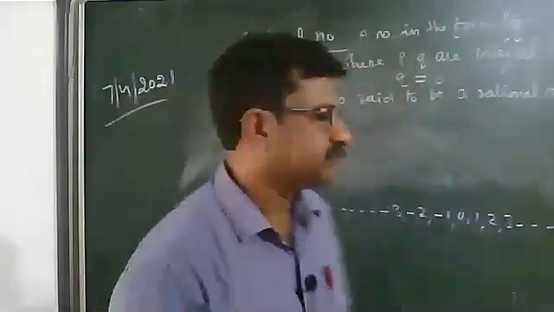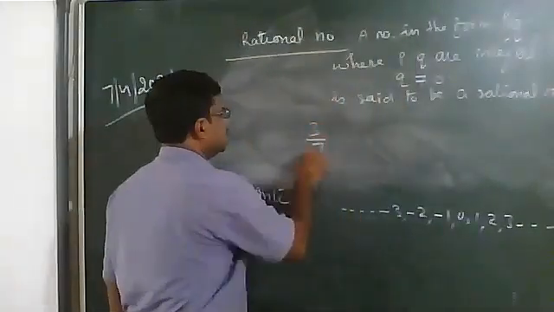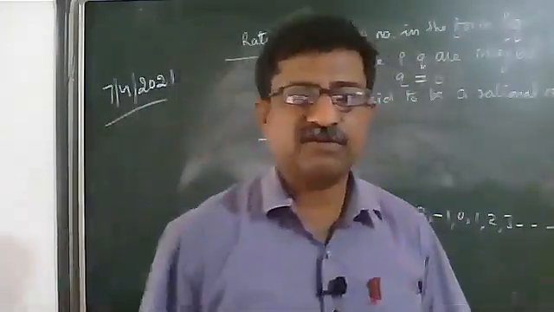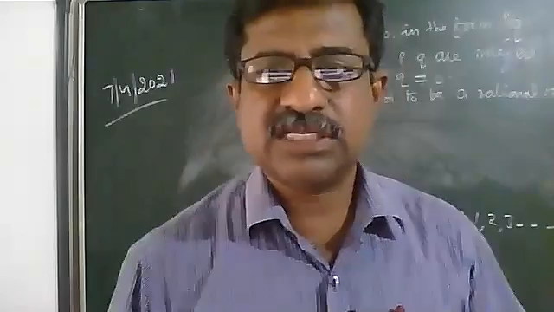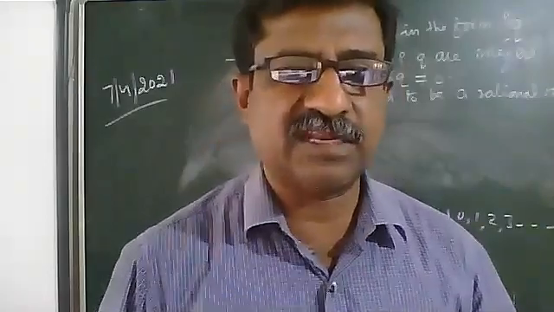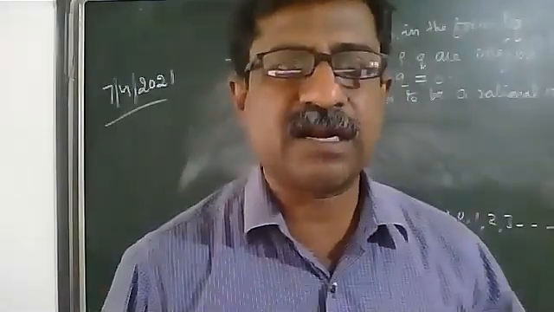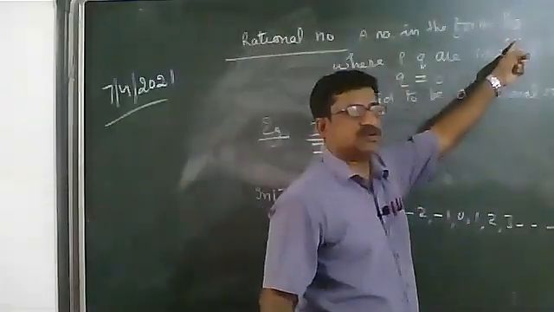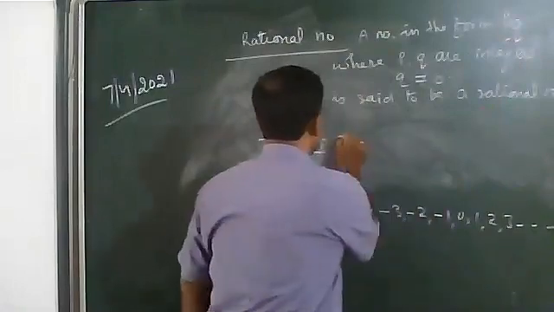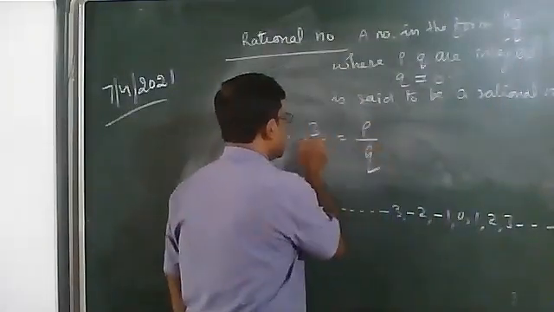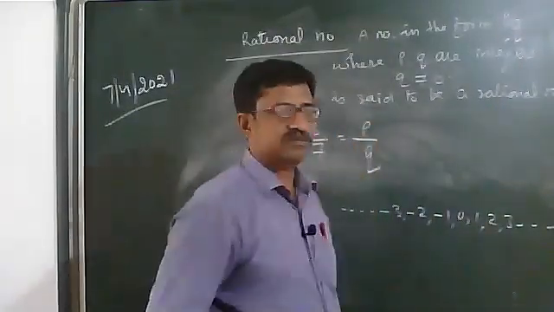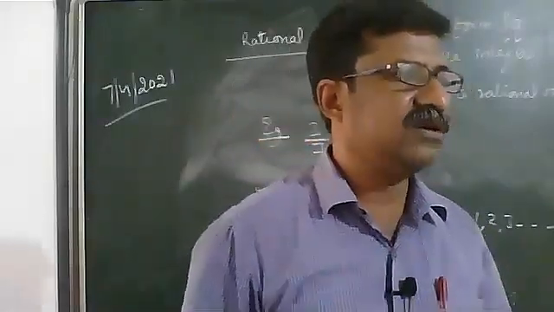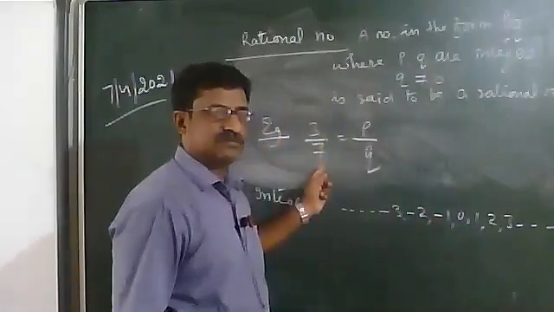If I'm writing 3 upon 7, the example is 3 upon 7. We need to find out whether this is a rational number or not. This will be a rational number if it satisfies the definition of rational number. The first part of the definition is it should be in the form of p upon q. Just check whether it has an upon sign or not. We are getting the upon sign. In 3 upon 7, we got the upon sign.